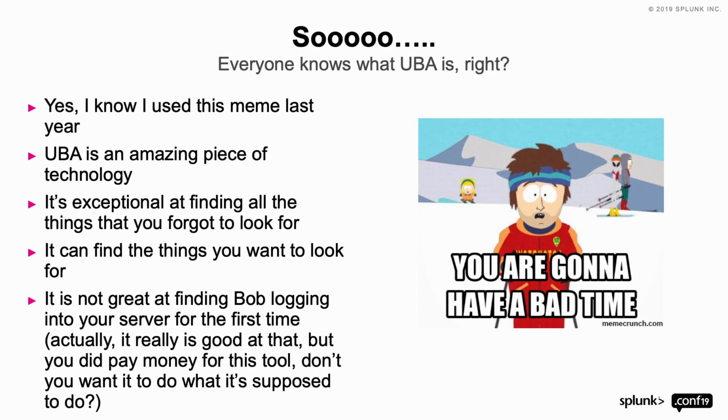just a level set. Everyone knows what UBA is, right? I'm seeing nods. Can I explain? Yes, I can explain. So at a very high level, UBA parses your data in Splunk. It looks for anomalies in that data. And what I call an anomaly is a true positive from a security perspective.